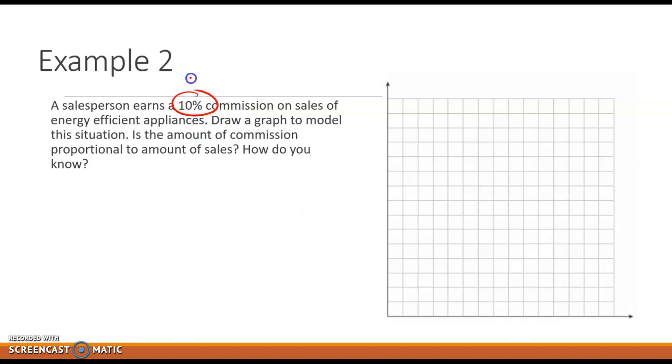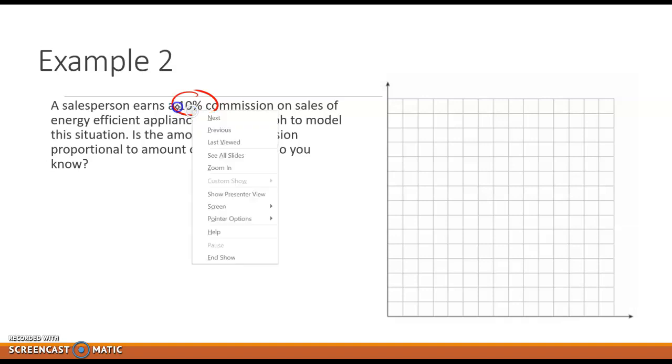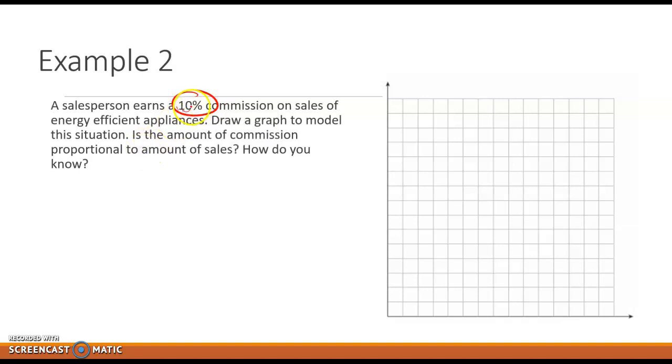So I need to change my percent to a decimal, so that means 2 decimal places to the left, and so this becomes 0.1 or 0.10, either one. And so we earn a 10% commission on sales of energy efficient appliances. So that's on each sale.